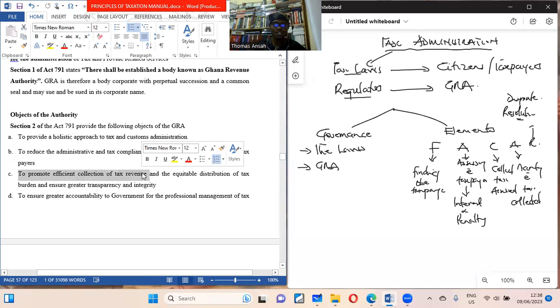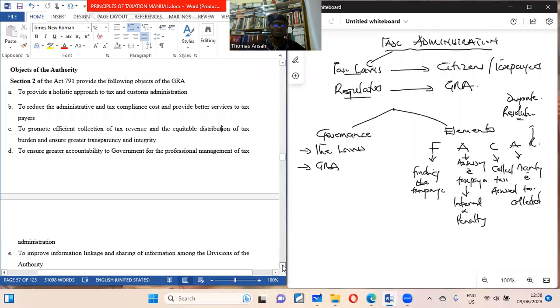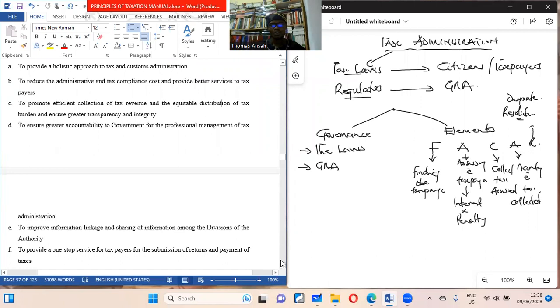Then, to promote the collection of tax revenue and equitable distribution of tax burdens, and to ensure greater transparency and integrity. Of course, that was a major issue, especially in customs. And even now, I don't think we've fully been able to achieve that transparency and ensure equitable distribution, because you hear in the news of the things that are happening in customs. So he had the idea of ensuring that kind of transparency and integrity, in terms of bringing efficiency into our tax collection and revenue generation. And I think now things are being paid straight into the consolidated fund, so that is a way to progress in this area.